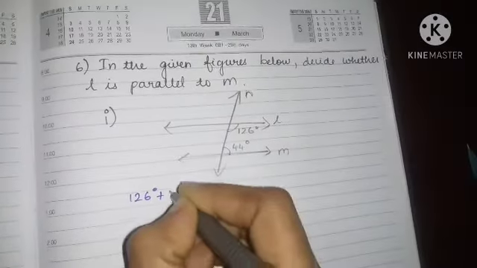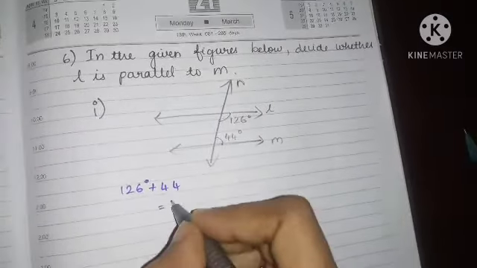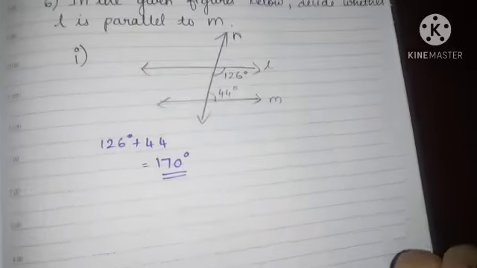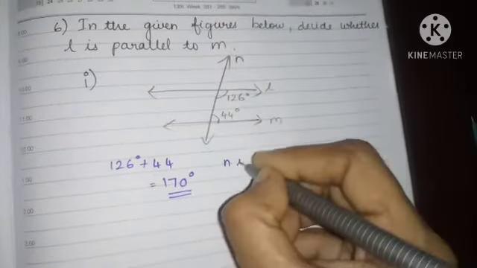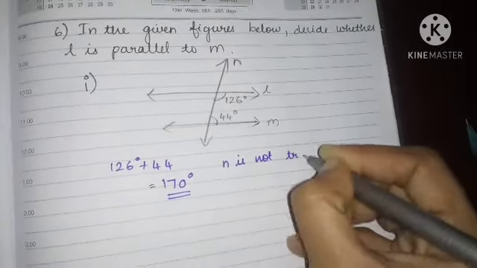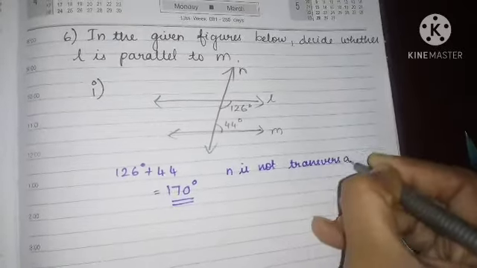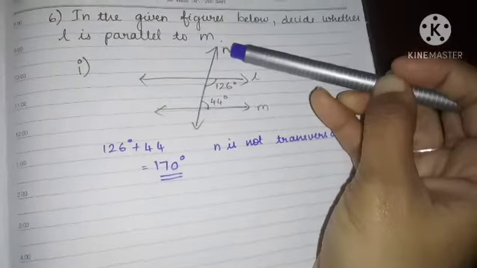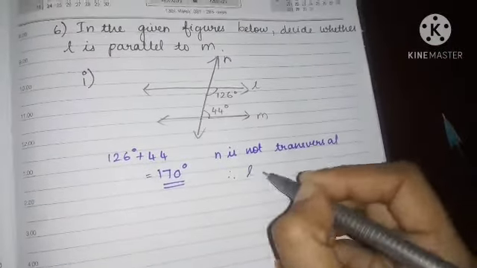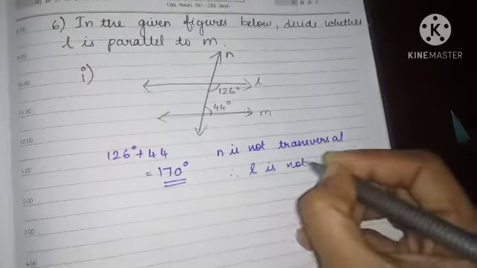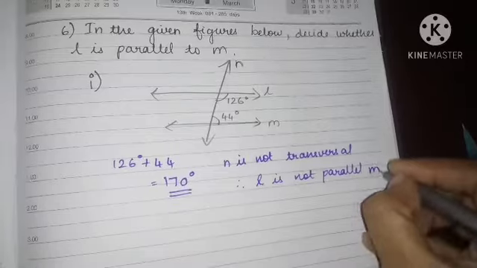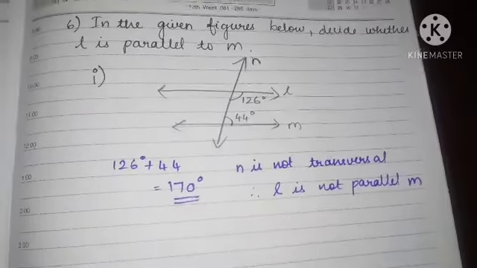Okay, so we can add it and see, 126 plus 44. How much? 170 degree only it is coming. So N is not transversal. Okay, N is not transversal, children. Since we are getting 170 degree, we can say N is not transversal. Therefore, L is not parallel to M.